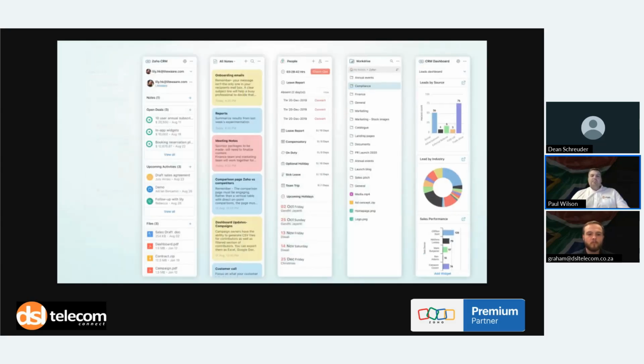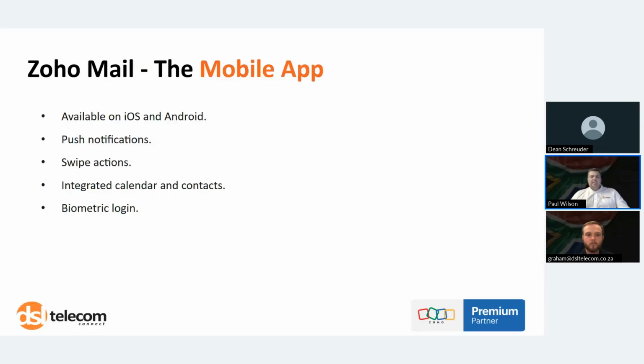Okay, then there's the mobile app. Again, it's available on iOS and Android. It's lightweight, it's very easy to use. It doesn't use a huge amount of data, and it does also have push notifications. So for any emails that come in, you'll get a push notification and you'll be notified as soon as it arrives.